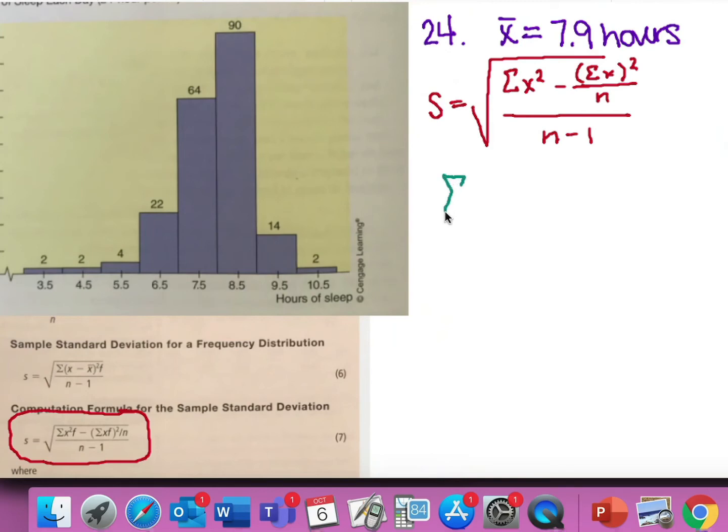And the two things I like to figure out on the front end are the sum of x squared and the sum of x. And we already found the sum of x, right, when we were finding our mean. That was 1,580. And this time we want to find the sum of all the x squareds. So we would want to think, okay, I've got a 3.5 squared twice, and a 4.5 squared twice, a 5.5 squared 4 times, and so that might look something like this.